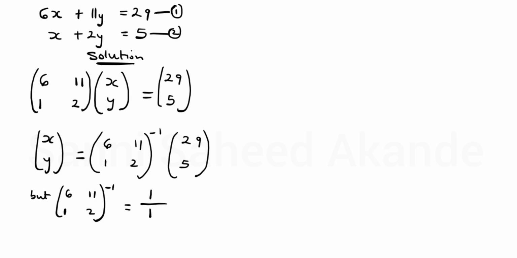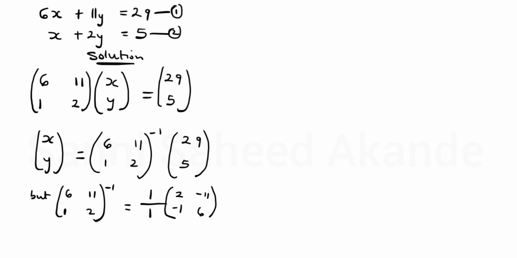Then multiplied by, I'm going to interchange these numbers diagonally. So where 6 is, I'll put 2 there. Where 2 is, I'll put 6 there. And then this 11 and 1, I will change their sign from positive to negative. If you remember, that's what we did in our previous class. So here we have 2. This one will become minus 11. Here I will have a minus 1, and here I will have 6.